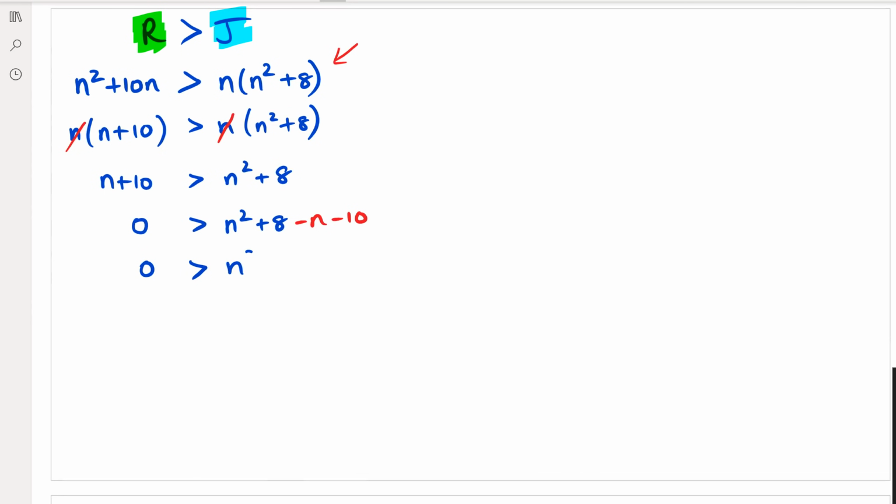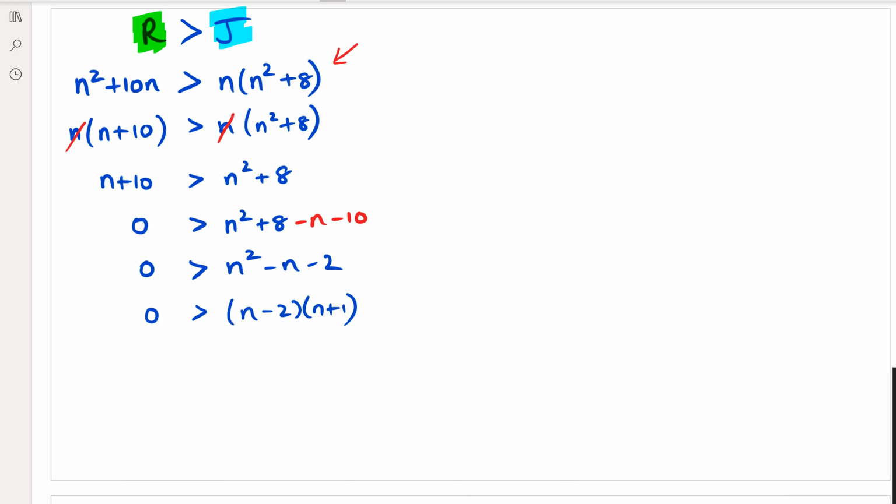So it's going to look like this: n squared minus n minus 2. Now this is where, if you've done quadratic graphs, it will really help you guys. I'm not talking about quadratic equations, I'm talking about quadratic graphs. So this is a quadratic graph, n squared minus n minus 2. Now you can factorize it, right? You can factorize this to be n minus 2 times n plus 1.